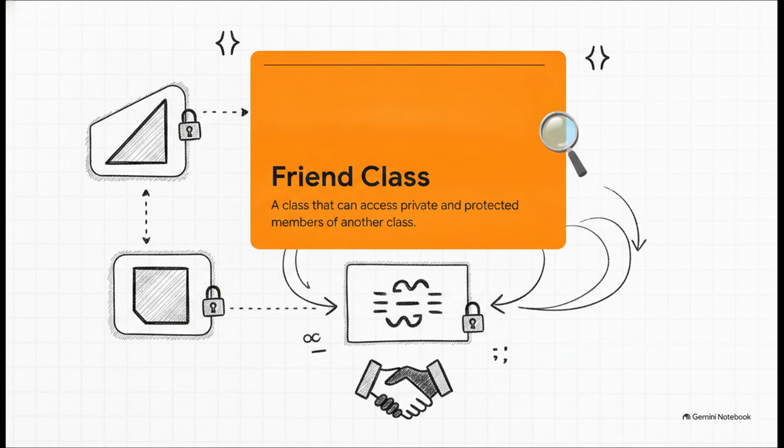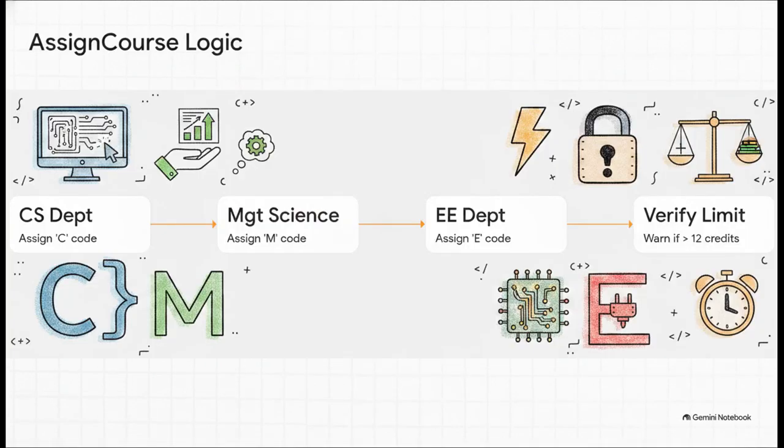Now, speaking of these kinds of integrations, let's break down the specific logic you'll need for your programming tasks. For your assigned course task, you're assigning one course per call to a faculty object. Just follow this exact scaffold from your lecture notes. First, check the department of the calling object. If they are in computer science, assign a course code starting with C. If it's management science, use M. Electrical engineering, give them an E. And this is critical.